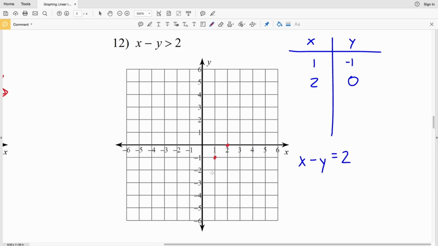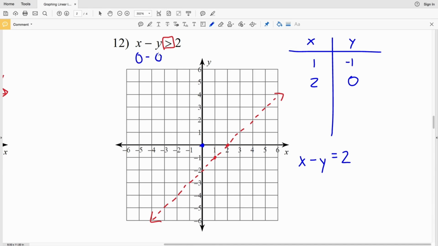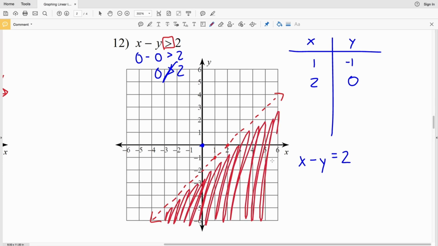And those are going to be connected with a dashed line since it's greater than, not greater than or equal to. And now let's use our test point of 0, 0. Plugging 0 in for x and 0 in for y, we get that 0 is greater than 2, which is not true. Therefore, we shade the region that doesn't include that point 0, 0, so it's going to be everything to the right of our dashed line.